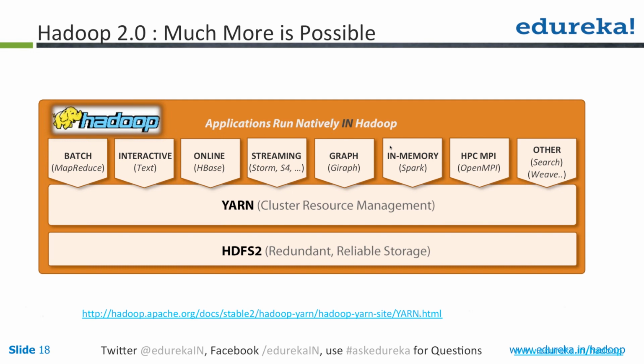Then there's HANA, which is again an in-memory tool where you can move petabytes of data into the RAM itself and then do analysis on top of it. Okay. So these are the various applications now which can run natively on top of Hadoop.